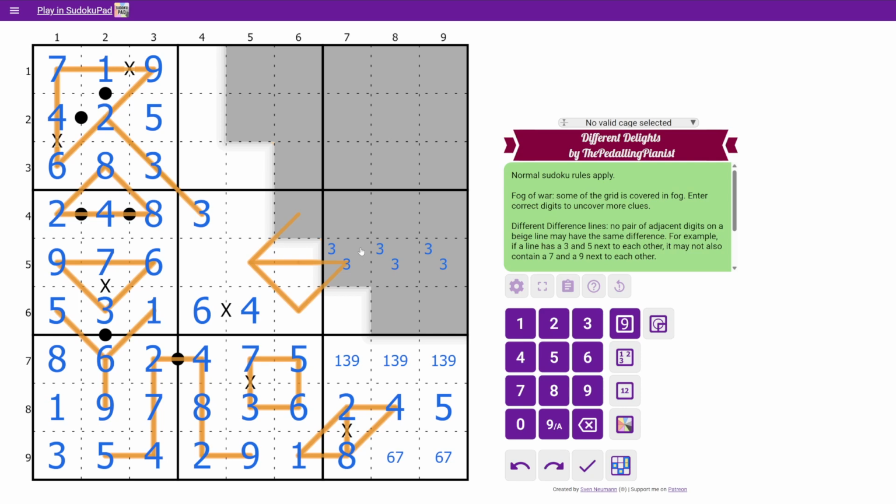Now what in the heck do we do? There's a 6 up here. Does that do anything for me? There's a 3 up here, but not there. There's a 4 here or here. There's a 7 and one of those. 7 and one of those.